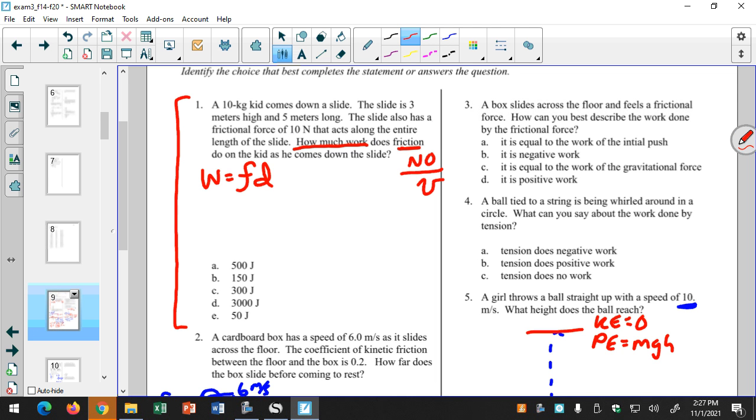In this case, the work is the frictional force, 10 newtons, times the distance that he travels. This is tricky. Is it 3 or 5? 5, right. We did this problem today in class, I think. So that's equal to 50, right?